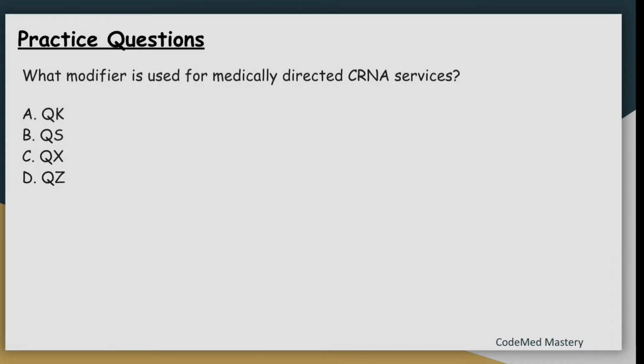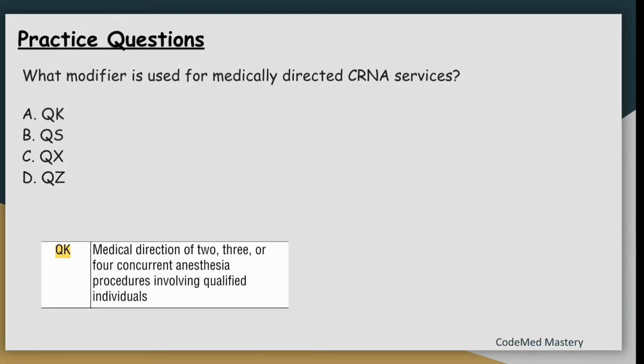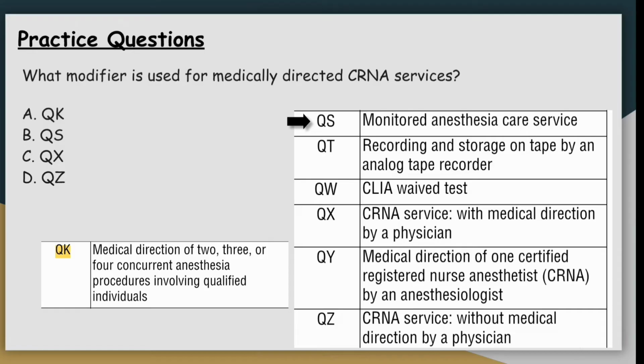What modifier is used for medically directed CRNA services? Check option A, QK, QK is for medical direction of 2, 3 or 4 concurrent anesthesia procedure involving qualified individuals. QS is for monitored anesthesia care service. QX is for CRNA service with medical direction by a physician. QZ is for CRNA service without medical direction by a physician.